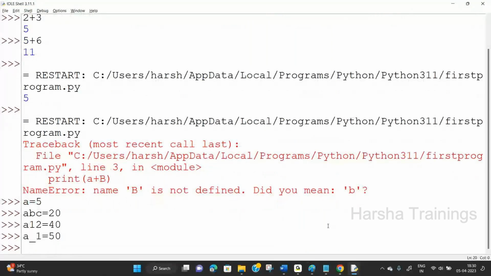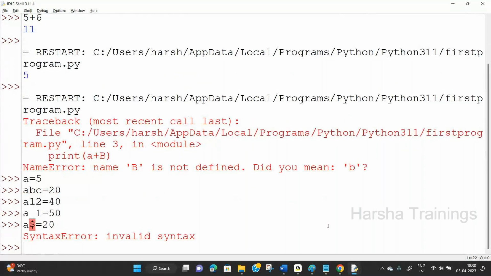Only underscore. For example, $a is equal to some 20. Now it gives an error. See this one? Invalid. Understand? Only underscore is allowed. Except underscore, the remaining special characters are not allowed.